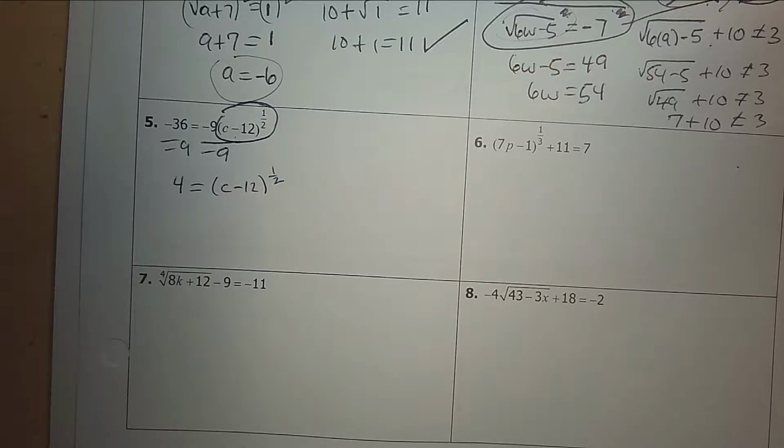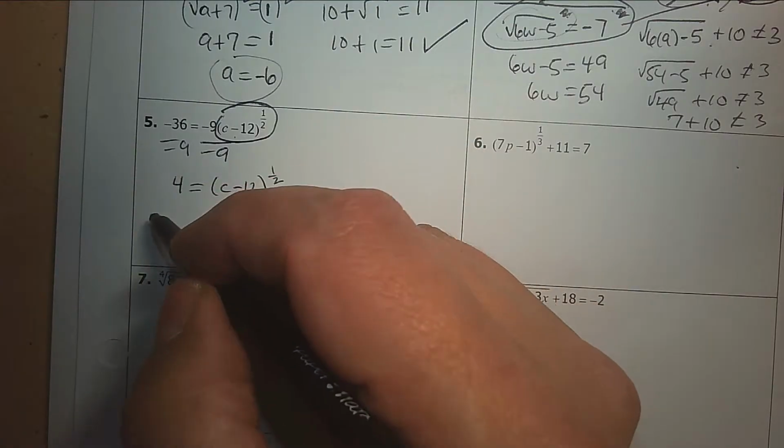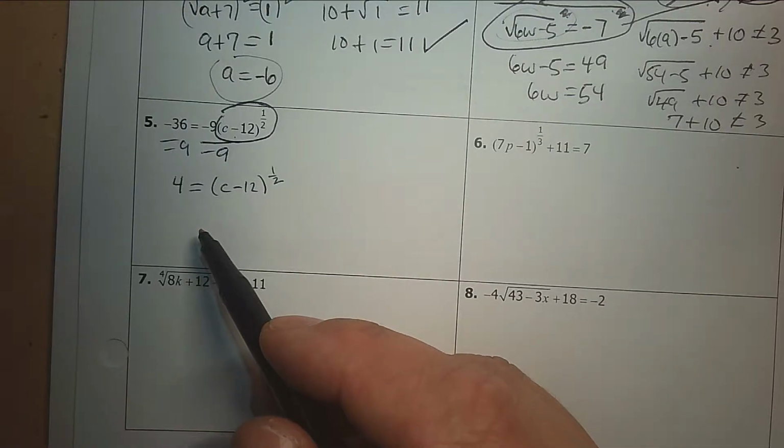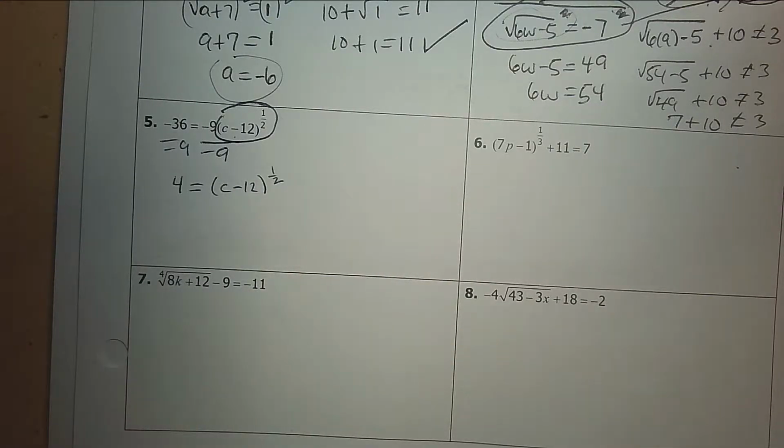Now, do you know that the exponent 1/2 means the same as square root? Yes? And the square root of a number must be a positive answer. So it's good that 4 is a positive number, because at this step, if that number on the left was negative, we would write no solution. We wouldn't go any further.